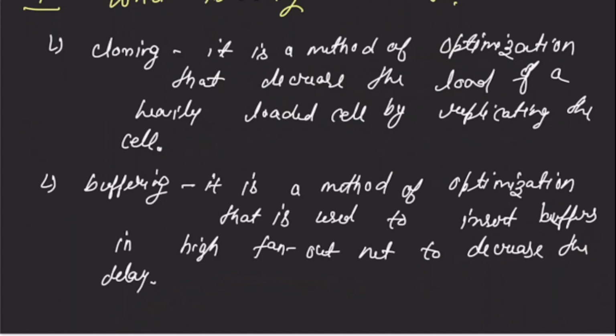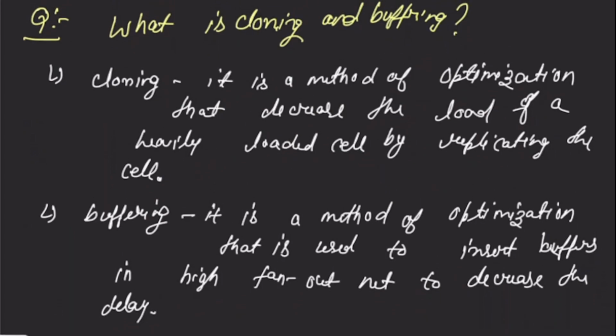So in cloning, what will happen? It will decrease the load of the heavily loaded cell by replicating the same cell. And in buffering, we insert a buffer in a high fan-out net to decrease the delay. So this is cloning and buffering.